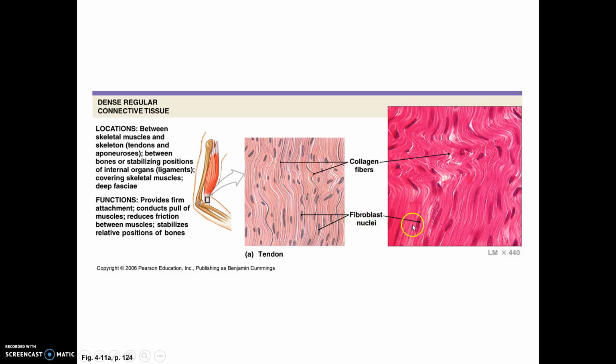So when we say dense regular, we mean that all the fibers are generally running in the same direction. The advantage of that is it gives strength. The disadvantage is that it's not as pliable, and if a lot of force is put on it from another direction, it does tend to tear or damage.